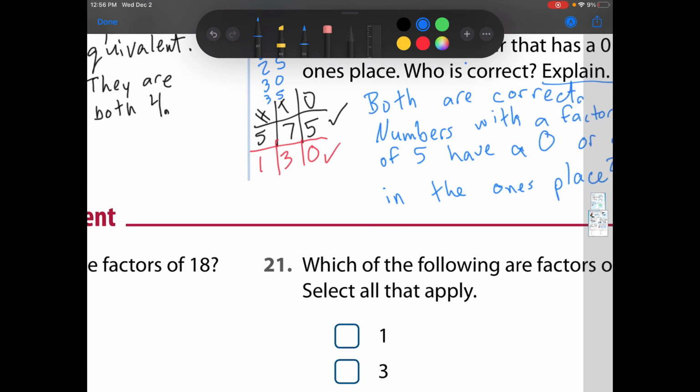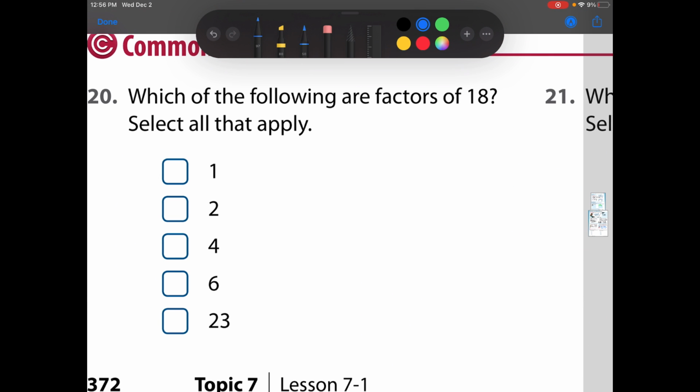So now let's head to our last two problems. Which of the following are factors of 18? So remember, we're thinking what times what equals 18? Can I put a 1 in here? Yeah, 1 times 18 is a factor. So I'm going to check this off. What about a 2? Can I put 2 in? 2 times what? Well, if I look at my multiplication chart or know my facts, I know 2 times 9 is. So I can mark that 2 off.